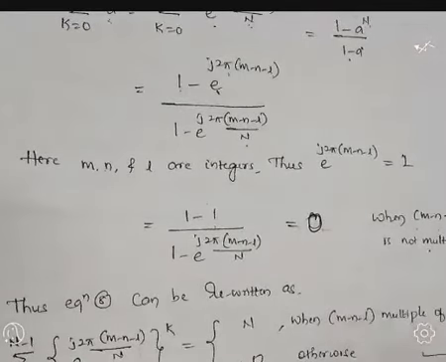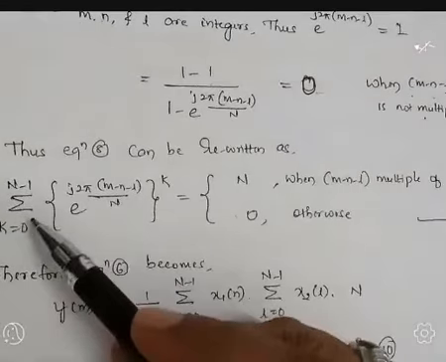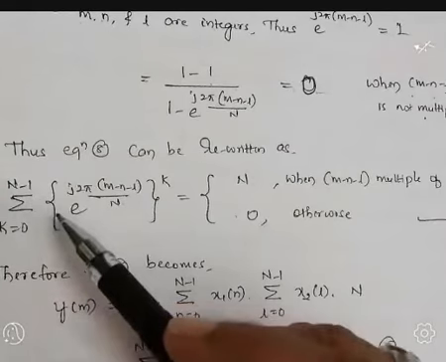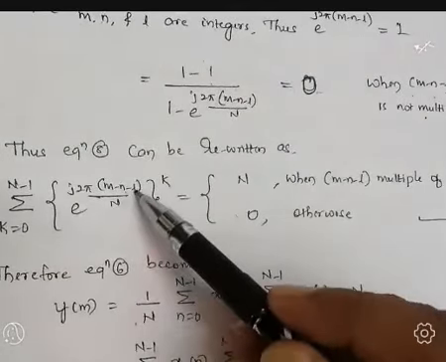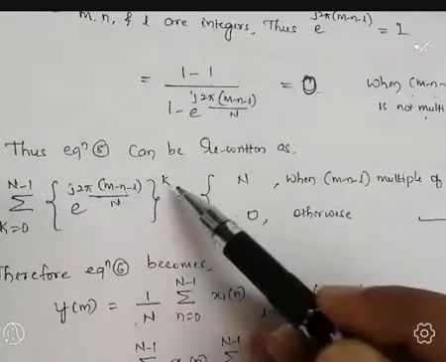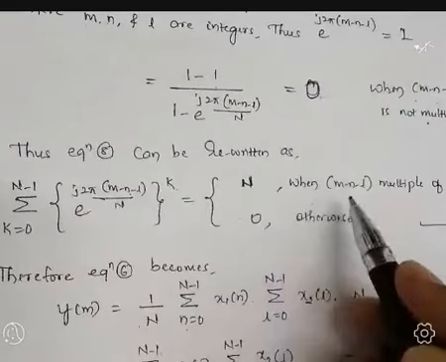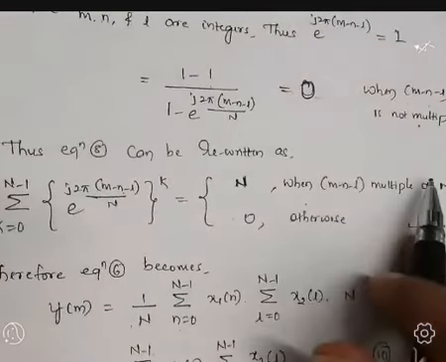So concisely, that step we can write as the summation over the limits k equal to 0 to N minus 1 of e to the power j 2 pi (m minus n minus l) divided by N, power term is k, and that is nothing but the answer is N when m minus n minus l is a multiple of N. If not, the answer is 0.